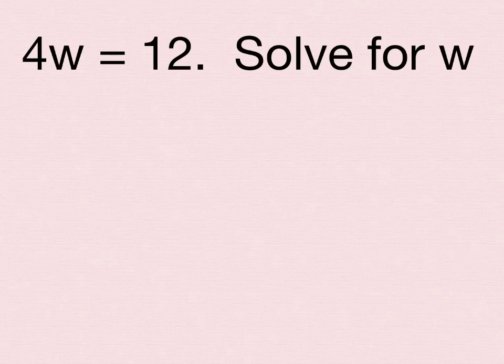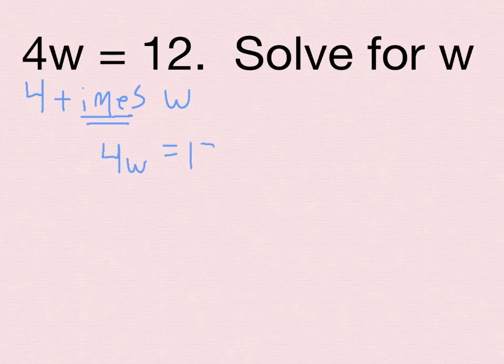In this one, we don't want to read it as 4w anymore. We want to read it as 4 times w equals 12. Solve for w. Again, this is important. 4 times w will tell us that to solve this, we need to divide. So 4 times w, divide by 4 on both sides. These cancel. W equals 3.